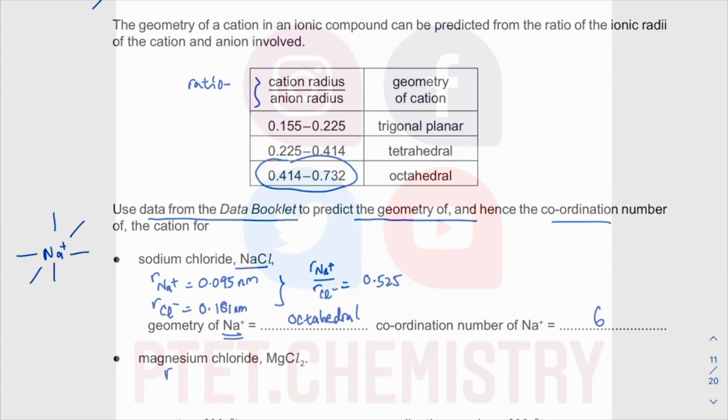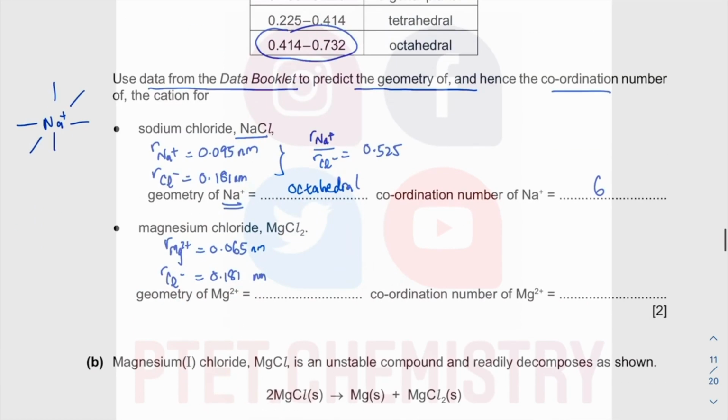Yeah. How about the Mg2+ there? So the chloride doesn't change, but the Mg2+ is 0.065 nanometer. As we know, the Mg2+ is actually smaller than the Na+. This is from your AS level periodicity. Your Mg2+ cation radius over the chloride radius, we get 0.359.